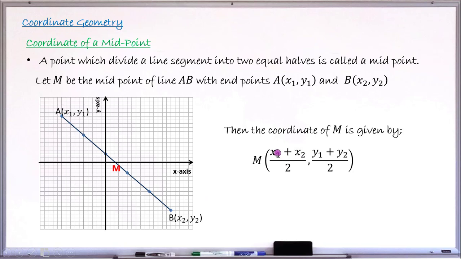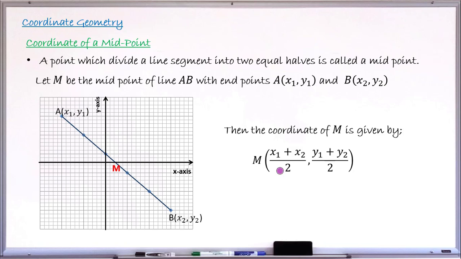So if we find the x coordinates of the two endpoints, sum them and find the average, that is, divide by 2, it will give you the x coordinate at the midpoint. Similarly, the y coordinate will be nothing but the average of the y coordinates at the two endpoints. That is, you find the sum of y2 and y1 and divide the result by 2. This is the simple formula we use to find the coordinate of the midpoint.